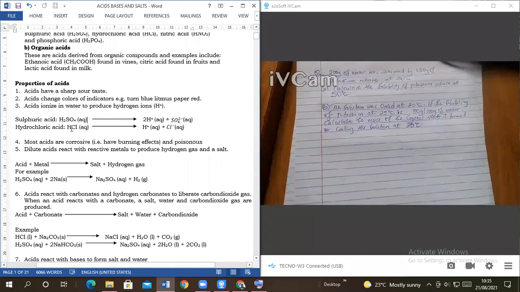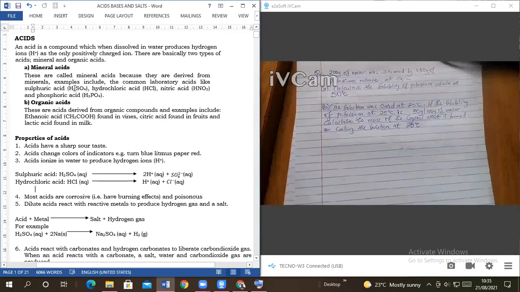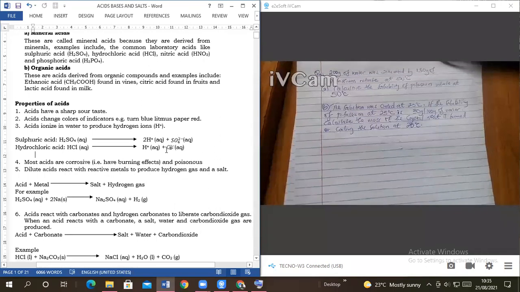Then hydrochloric acid is hydrogen and chloride ion. This one is one hydrogen, one chloride. That's the way it ionizes in water. Also, most acids are corrosive. They cause burning effects and they are poisonous, especially mineral ones. These sulfuric, hydrochloric, all of them, they burn the body.